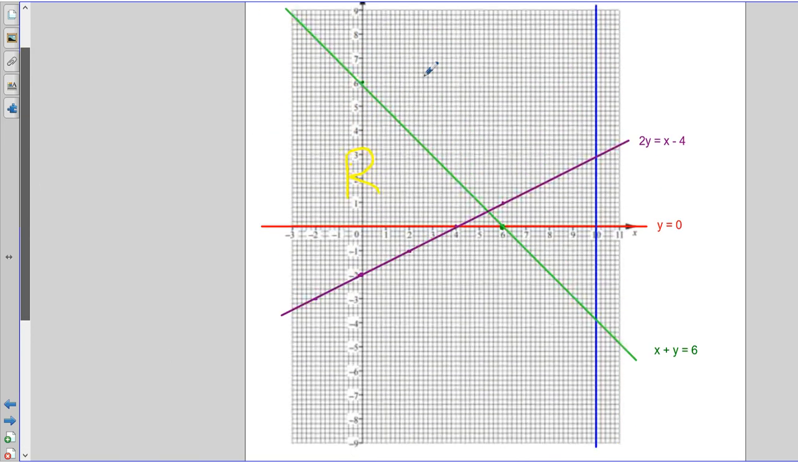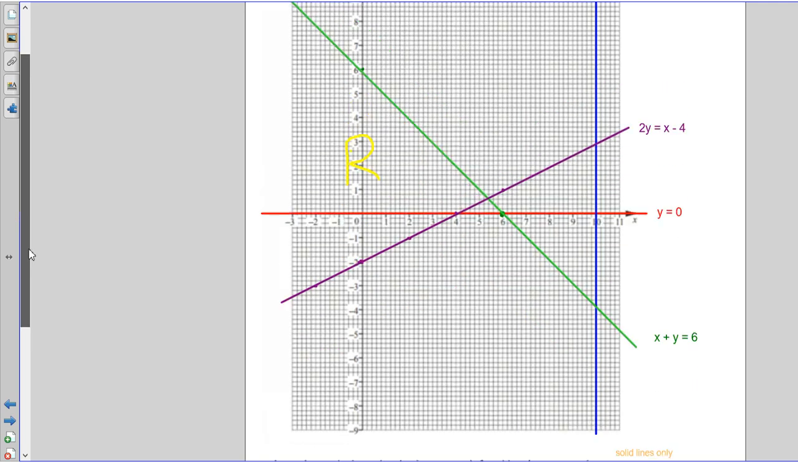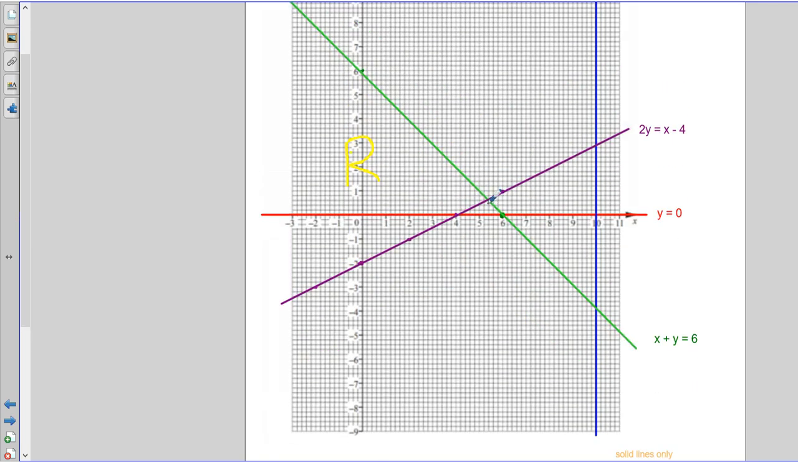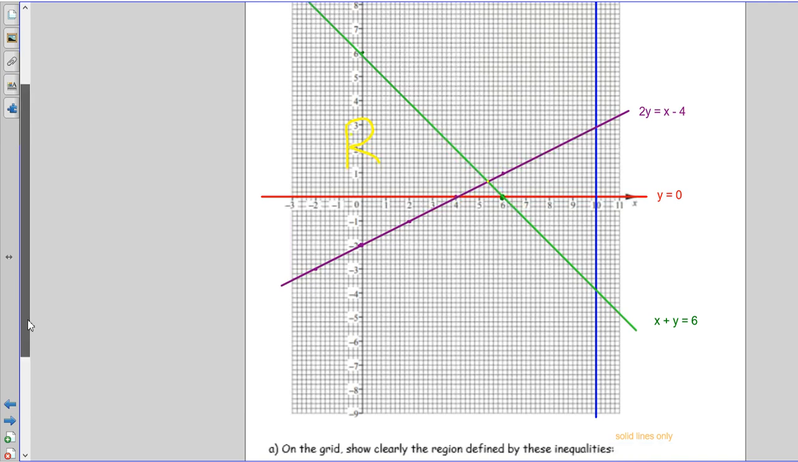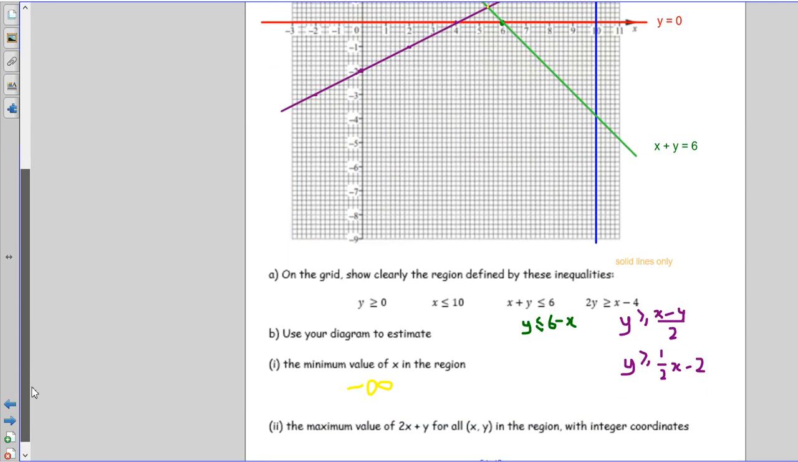Maybe I should have said what's the maximum value of x, in which case it would have been 10. The maximum value of x in the region would have been this coordinate here, whatever the x coordinate is. So if it was the maximum value of x, it would have been this coordinate, and you would read down, it would have been about 5.4. But I asked you for the minimum. In hindsight, I should have said the maximum.